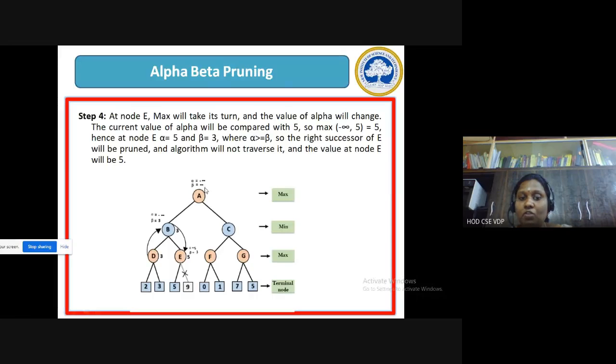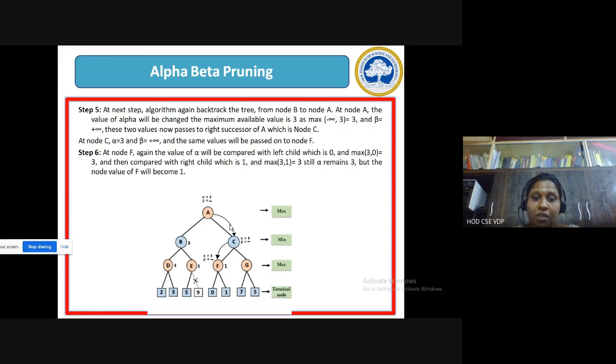So that value comes down to C, inherited, right? So alpha is 3 and beta is equal to infinity. So here you can see that that value comes down. Alpha beta is inherited, right? So then what happens? The same alpha beta value goes down. Alpha is equal to 3 and beta is equal to infinity, right?